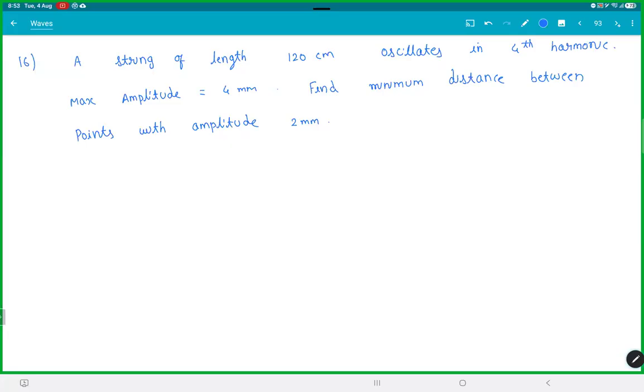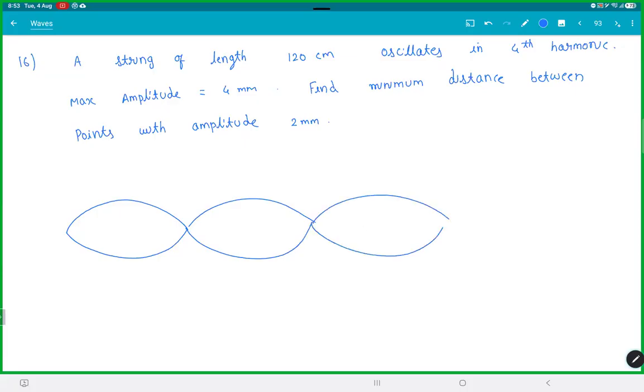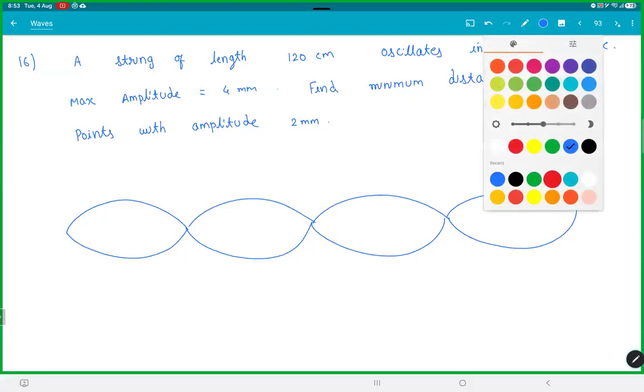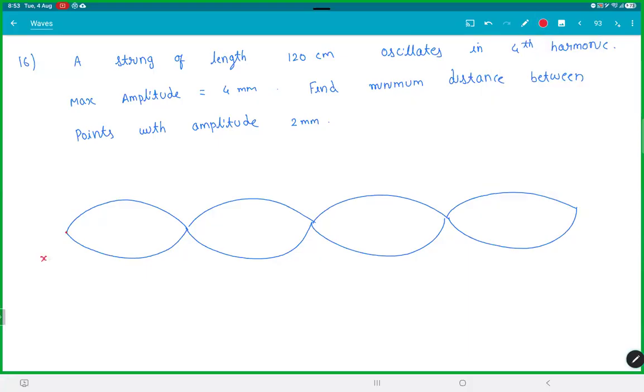Samyak, you fell into the trap. Let's see. So 120 centimeters, fourth harmonic. That means there are four loops. If you draw the picture, that is the best thing. If you always draw the loops, you can actually see the data. You don't need to draw all four, but yeah. Now, each loop is 30 centimeters.